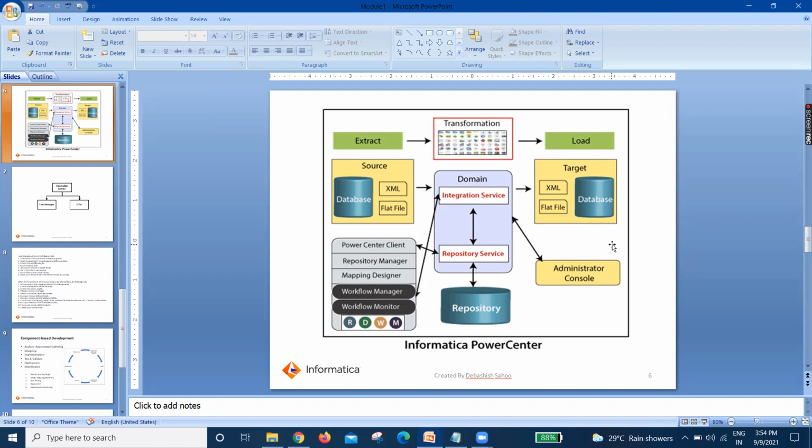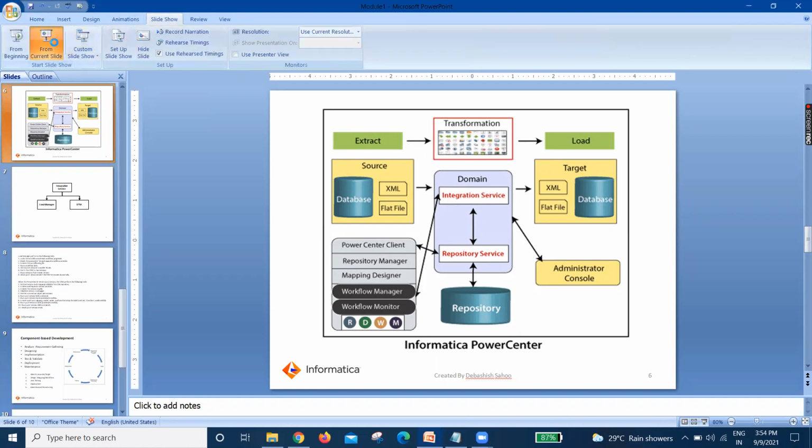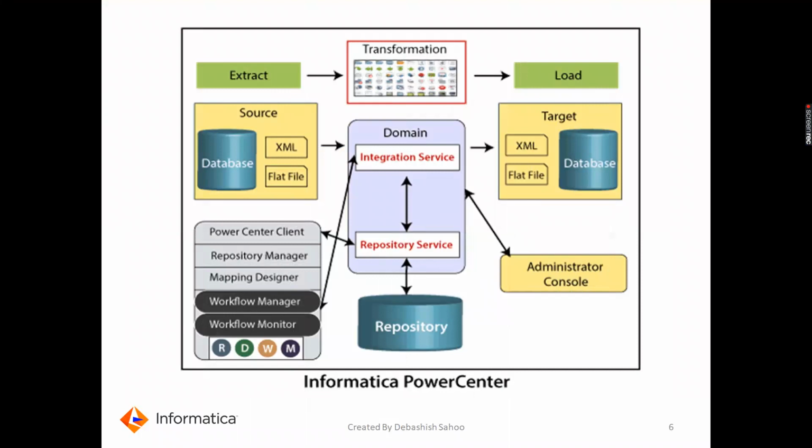As I explained in the last session, this is a brief architecture of the Informatica PowerCenter tool. We have the domain and some repositories where the data will be stored. And we have a few services called the Informatica Integration Service and Repository Service. We have client tools: Repository Manager, Designer, Workflow Manager, and Monitor. We can connect to multiple sources such as flat files and databases, read the data, apply some logic, and load to the target database or a target file.